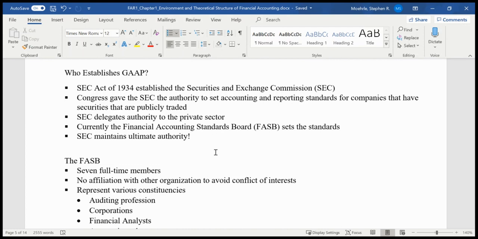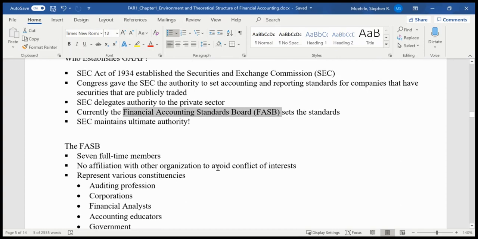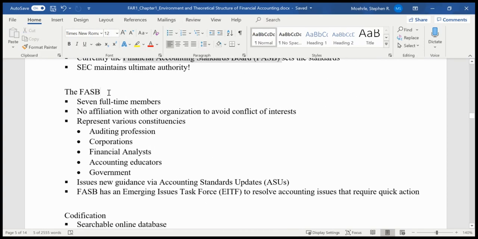Okay, so let's learn a little bit more about this Financial Accounting Standards Board. The FASB is the entity that the SEC relies upon to develop the generally accepted accounting principles, or the rules of accounting. It's comprised of 7 full-time members. These full-time members have no affiliation with other organizations, and that is so that we avoid conflicts of interest. They represent various constituencies in the process.